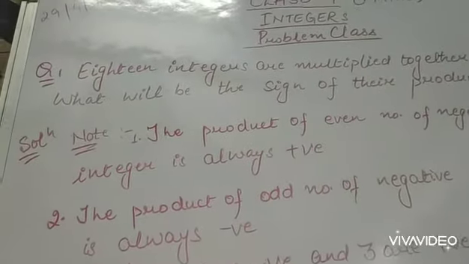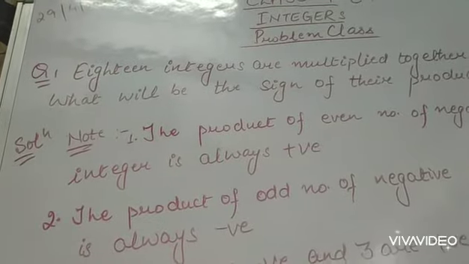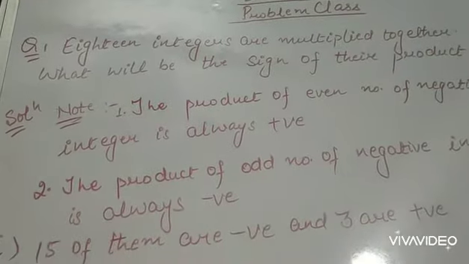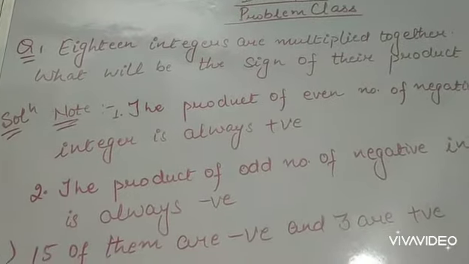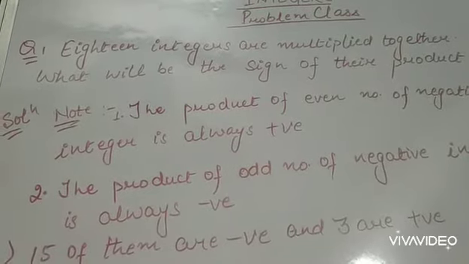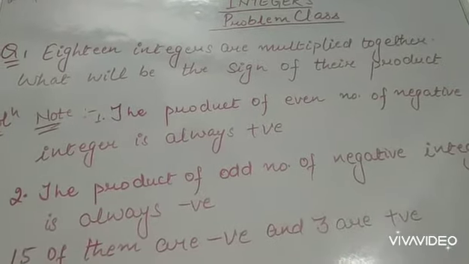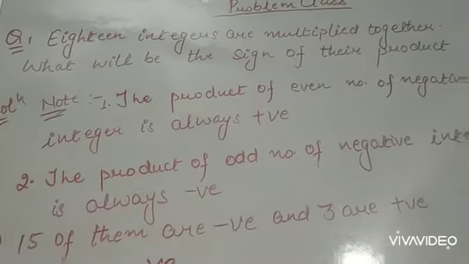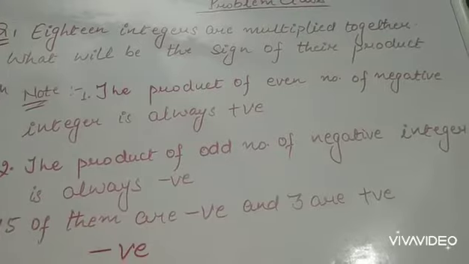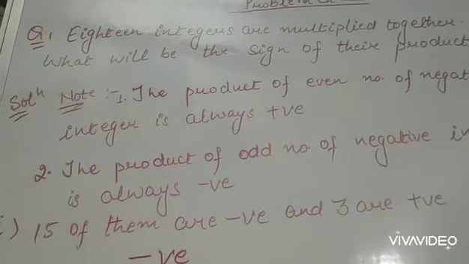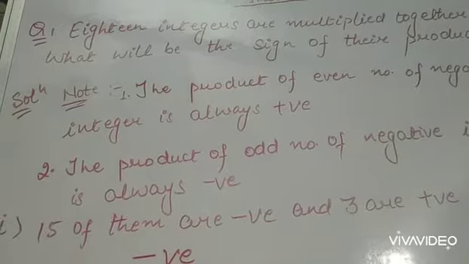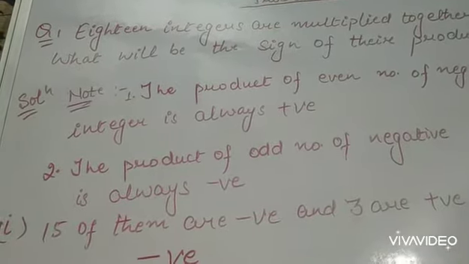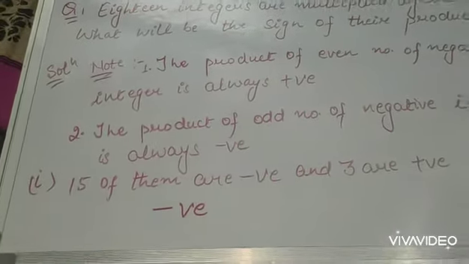Now, the first question that is being asked is: 18 integers are multiplied together, what will be the sign of their product? Before solving, this is the note that I have written. The product of an even number of negative integers is always positive, and the product of an odd number of negative integers is always negative. Students, before solving, you have to always remember the note that I have written, and only then can you solve this question.